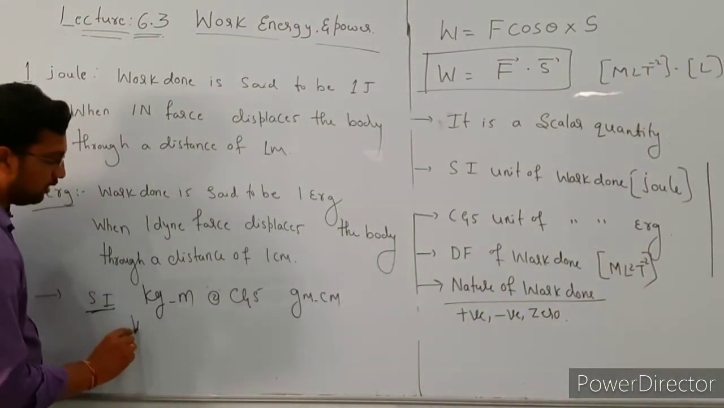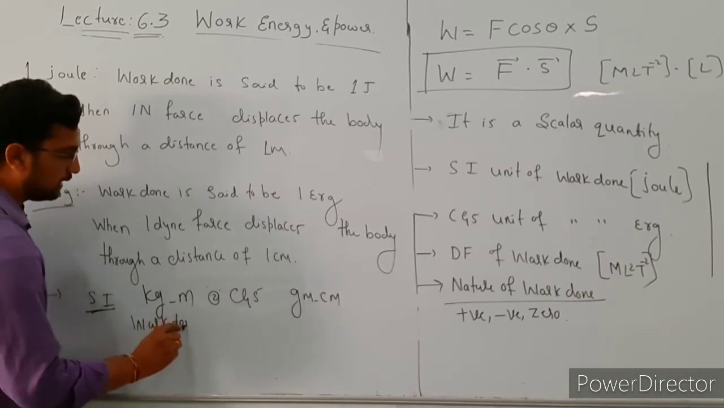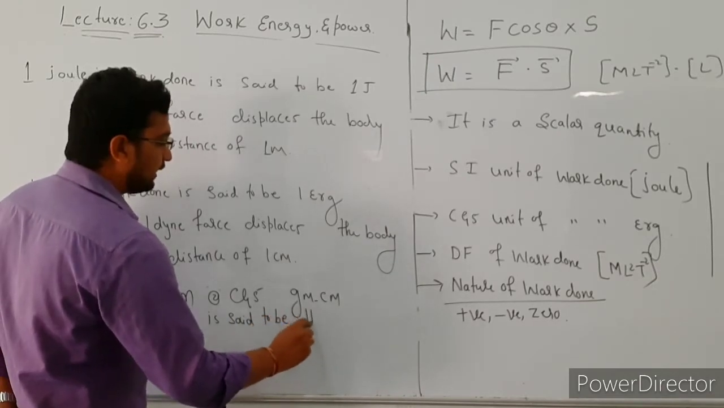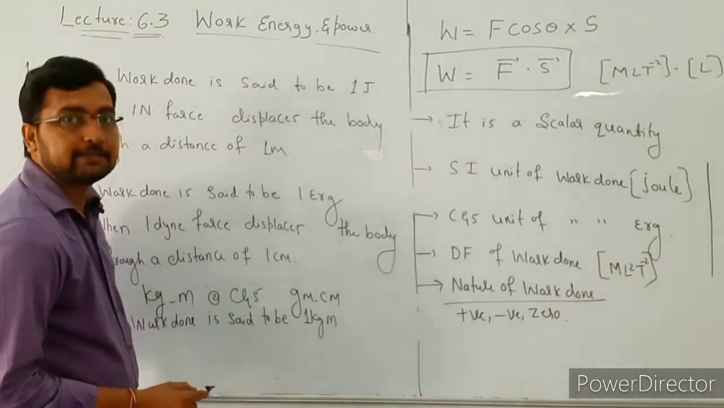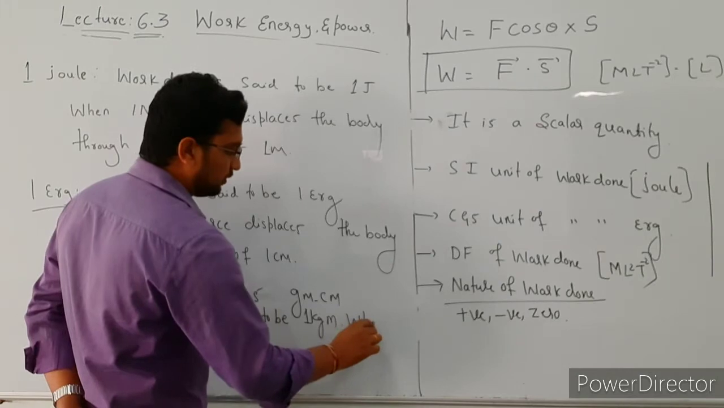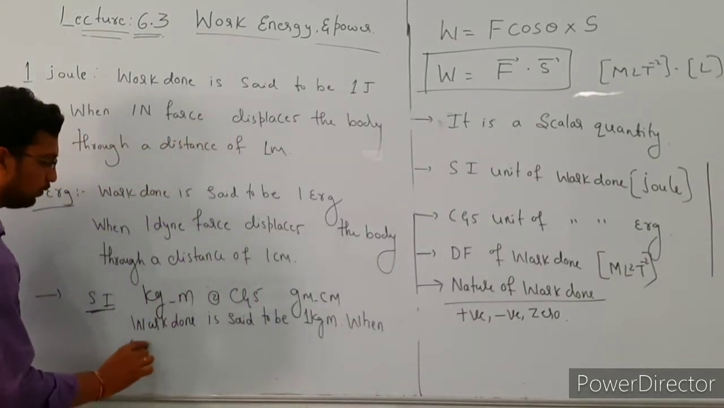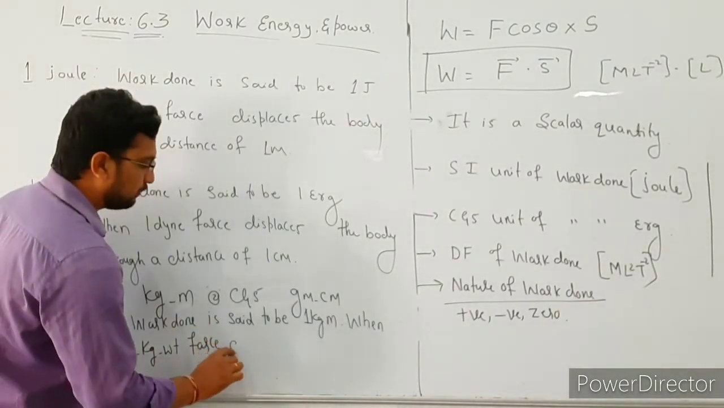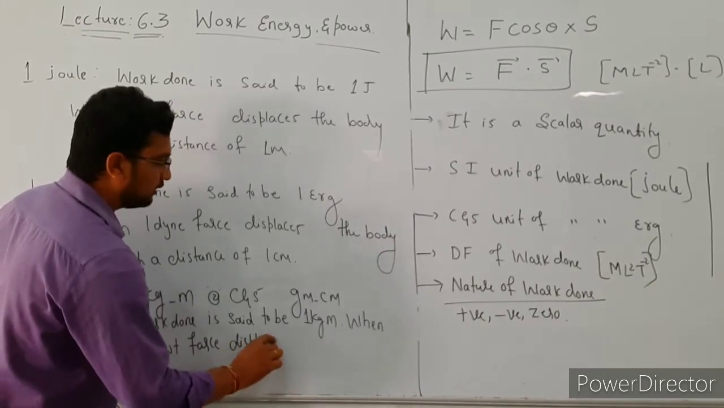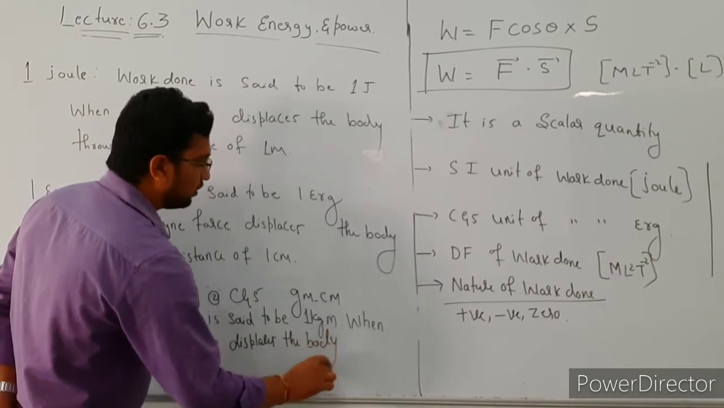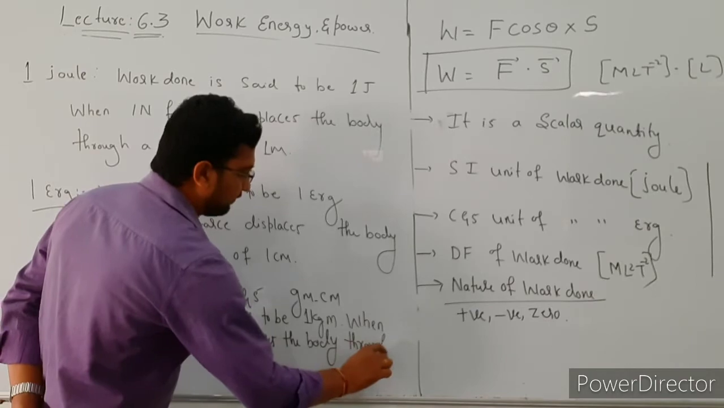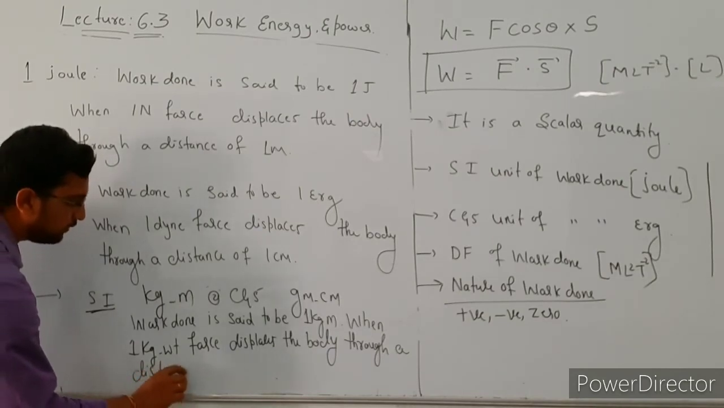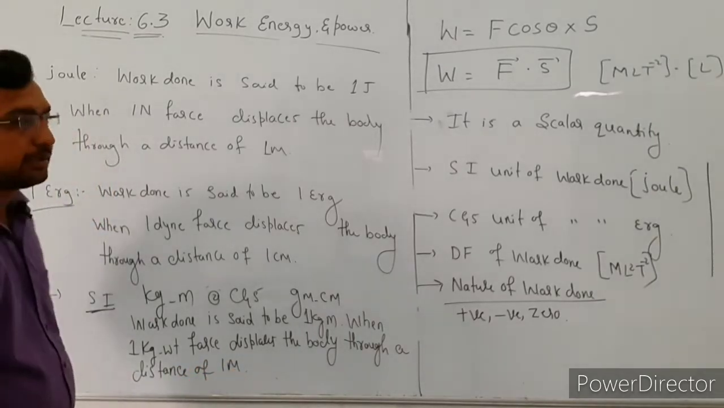Okay, see here. Work done is said to be 1 kg meter when 1 kg weight force displaces the body through a distance of 1 meter. So that is the definition of a kg meter.